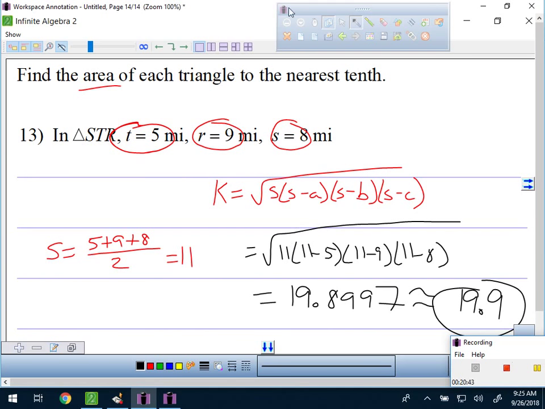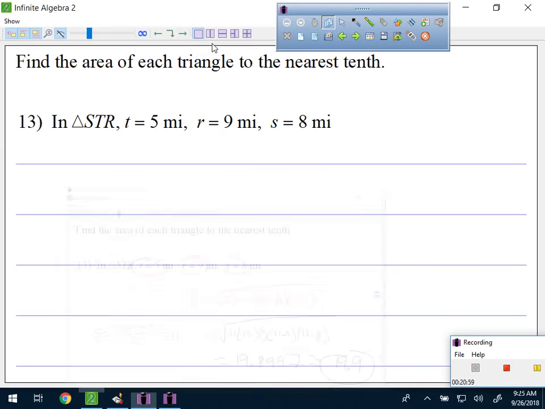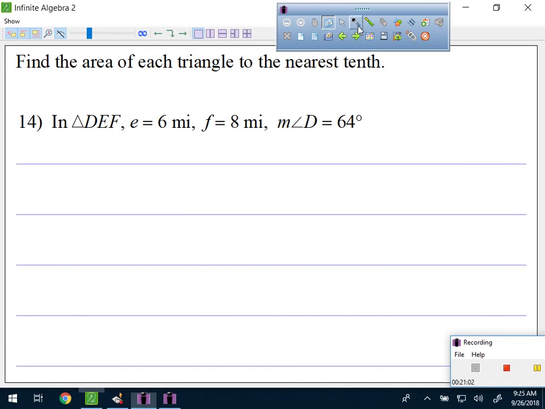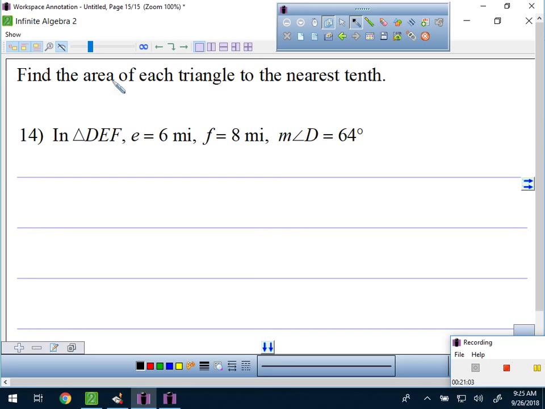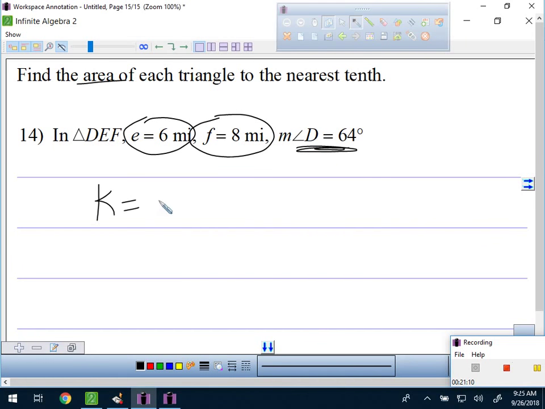All right, number 14, I bet, is another area problem with a different formula. It sure is. I think I give you one of each. So this one, it says find the area of this triangle. Look what I give you. I give you two sides and only one angle. So that formula is the one that has 1/2 AB sine of C.